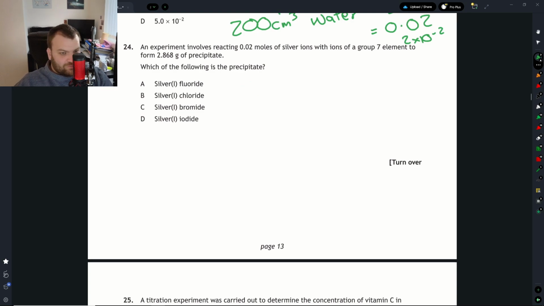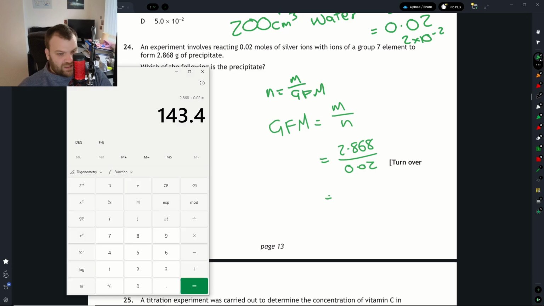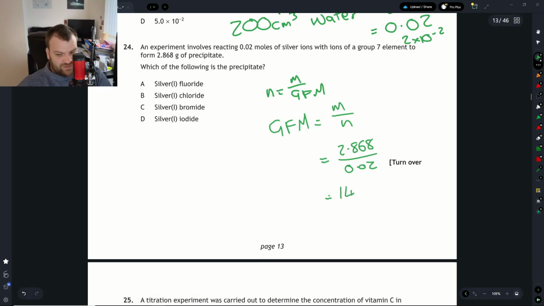If we know the number of moles and the mass, we can work out the GFM. n equals m over GFM, therefore GFM equals m over n. That gives you 2.868 over 0.02, and that gives you 143.4. All of the chemicals that we've got here are all in group 7.